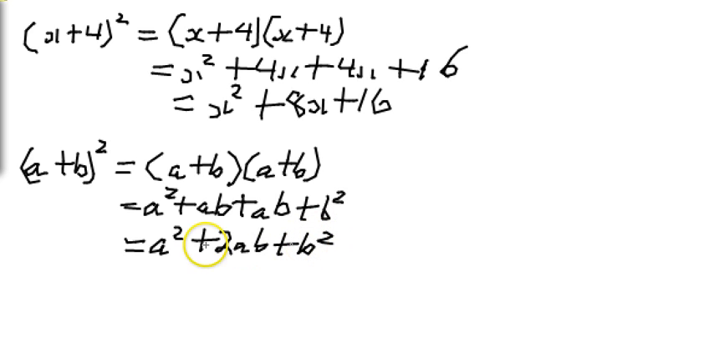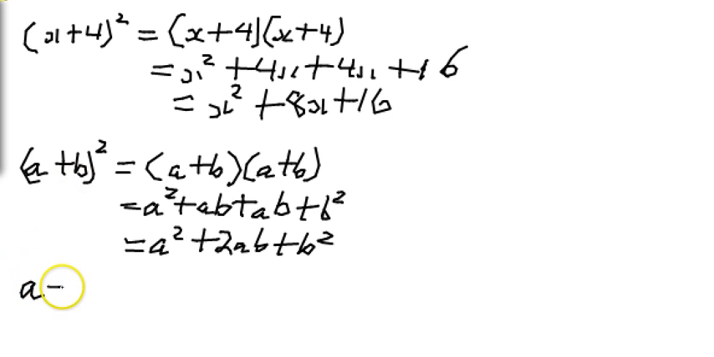So what's the secret? The secret is if you're squaring a binomial, you square the first term. You multiply the two terms together, the a and the b, and then you double them, right? Because there will be two of them, the outer product and the inner product. So plus 2ab, and then you square the last term, giving you plus b squared.